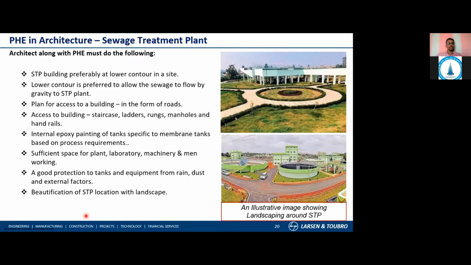So here I can say there should again be some good aesthetics planned around the STP areas, and some other facilities like a laboratory and equipment movement space, and all those things need to be taken care of by the architects overall.